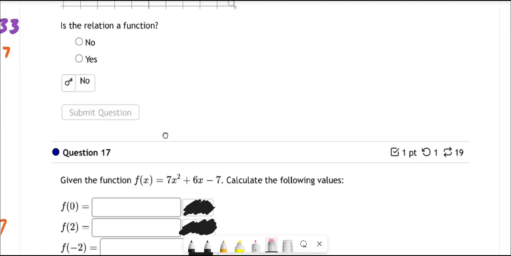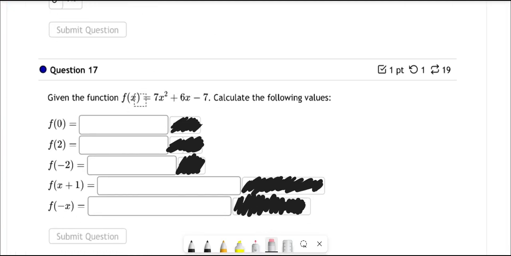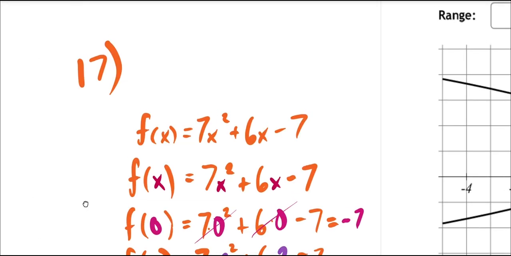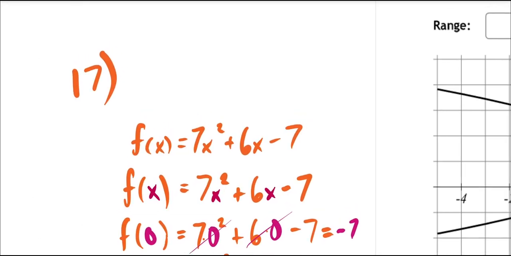Moving on, question 17 says, here is a function. It has an input of x and asks you to do the following things with it. Square it, times it by 7, add that to 6 times it, and then minus 7 from that. And they want to know what would happen if you plugged in for x the values of 0, of 2, of minus 2, and the expressions x plus 1 and negative x. So say, for example, if I plugged in 0 as the first question asks, then every x is replaced with 0. 0 squared is 0 times 7 is 0, 6 times 0 is 0, and so all we wind up with left is minus 7.